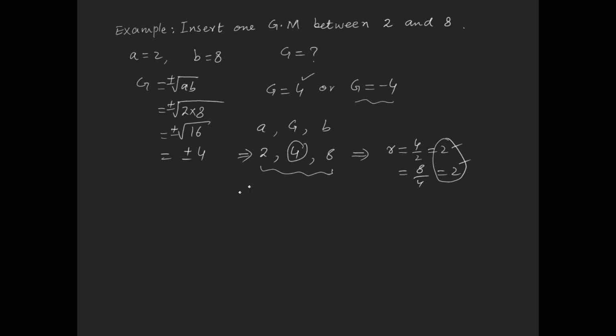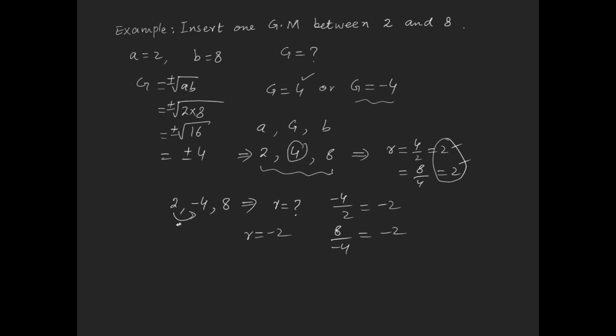Now if we are inserting this geometric mean, minus 4, between A and B, which are 2 and 8, this is also a geometric sequence. How? Because R can be found by dividing minus 4 divided by 2, so we are getting minus 2, and then 8 divided by minus 4, so again we are getting minus 2. So in this case R is minus 2.